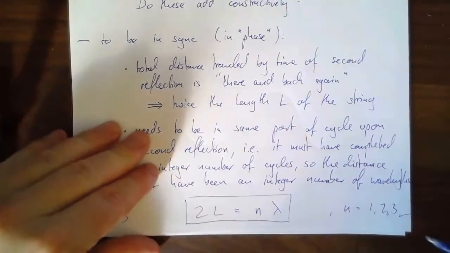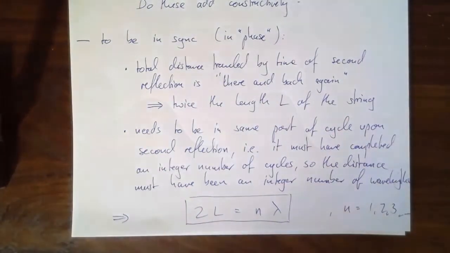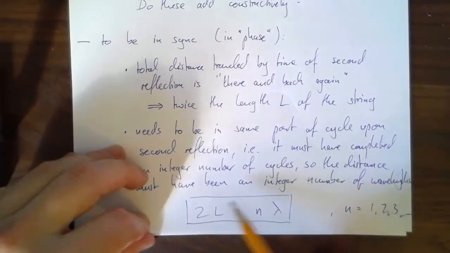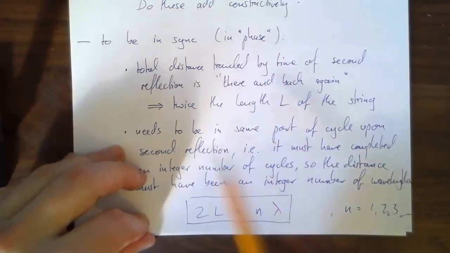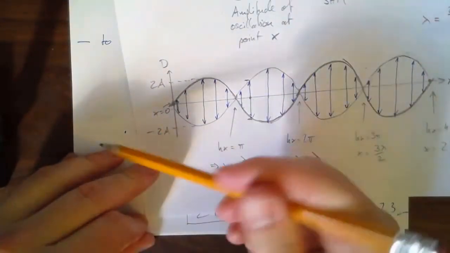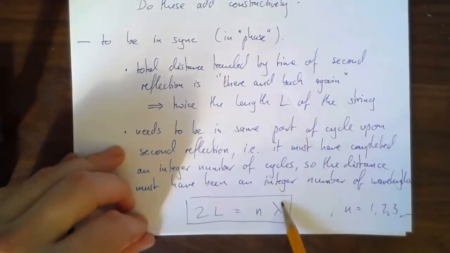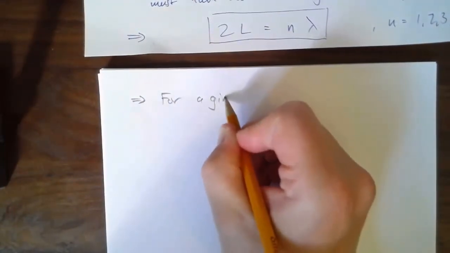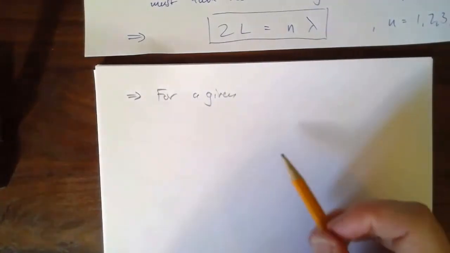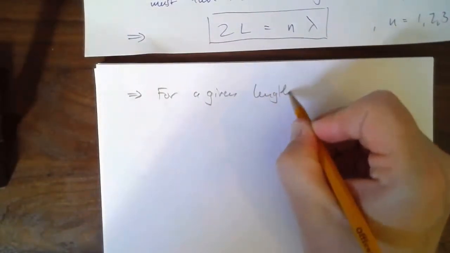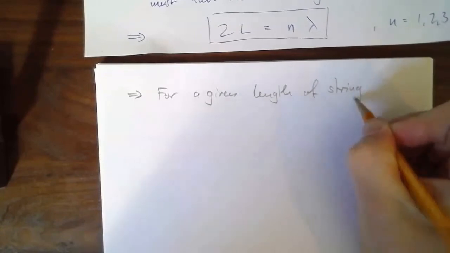Alright, so another way then of saying this is, if I have a string of length L, the waves are going to build up constructively by bouncing back and forth and form these standing waves, and they keep building up as the wave bounces back and forth. Those happen for wavelengths that satisfy this condition. So let's write this out. In other words, for a given length of string, and that's usually what you got, you got a piece of string, it's fixed between two points, you can't change that. Length of string.